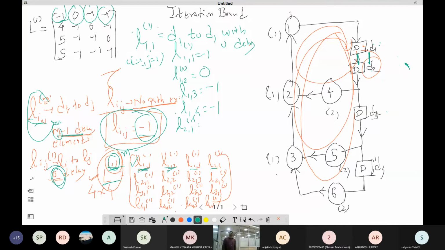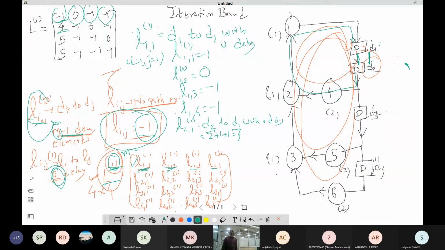What L21 says is that I need to start from D2. I need to reach D1 with zero delay. So what will be the delay on this path? 2, 1, 1. I can start from this and I can reach D1. So that means I am starting with D2, I am reaching D1 and there is no in between delay. So that is 2 plus 1 plus 1. So that is 4. So that is being written over here.